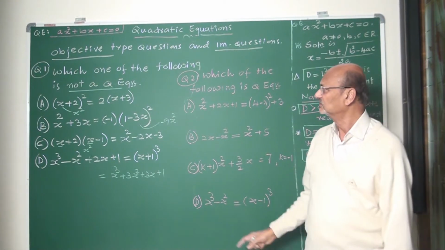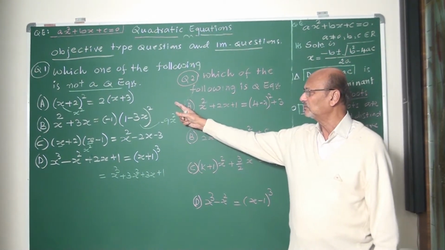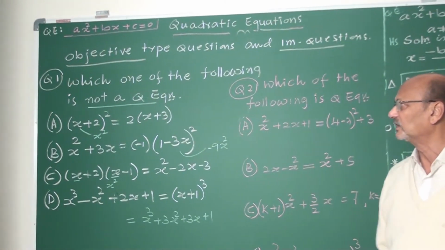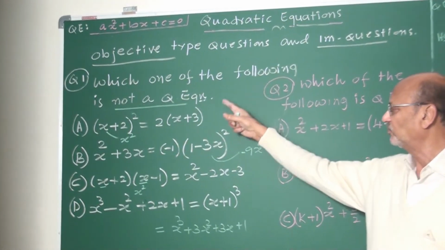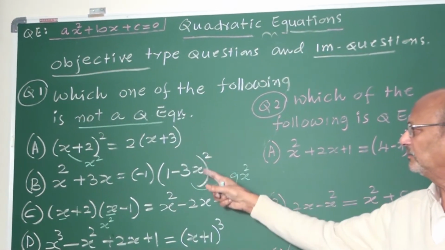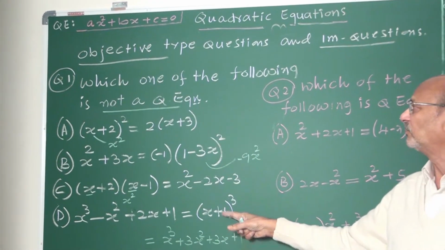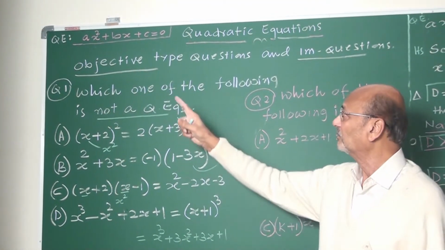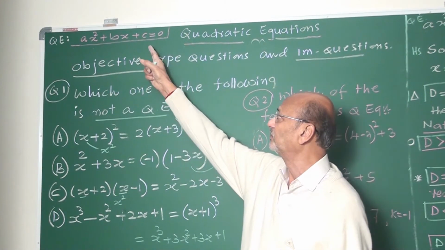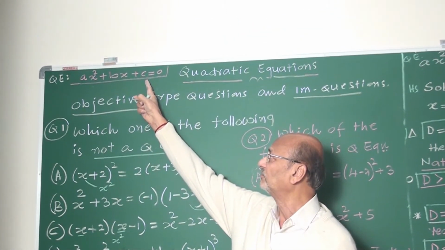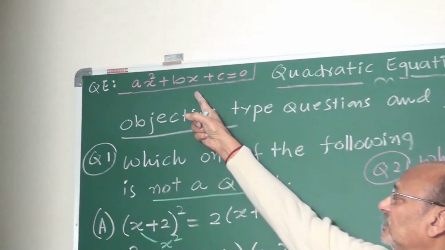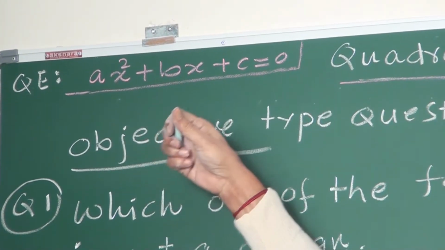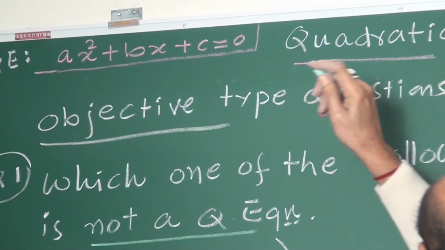Yes, my friends. This is the first question, the beginning question. These two are beginning basic questions, my friends. See. Which one of the following, these 4 options A, B, C, D, which one of the following is not a quadratic equation? My friends, a quadratic equation is playing here, dancing here in front of you. Quadratic equation, ax square plus bx plus c equal to 0.